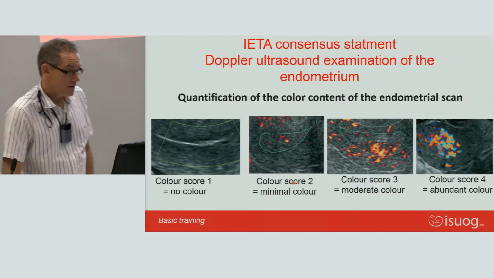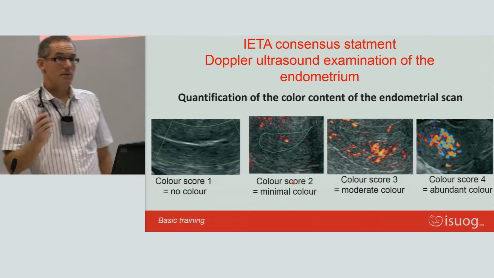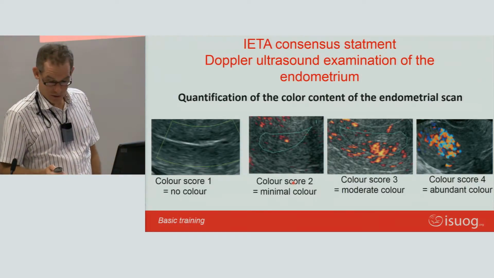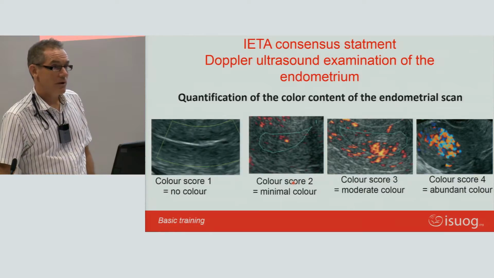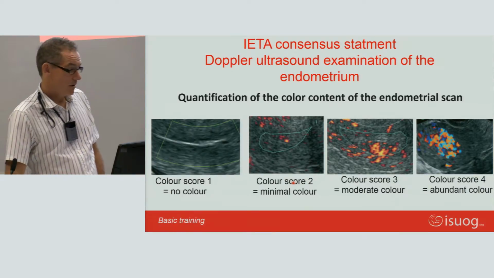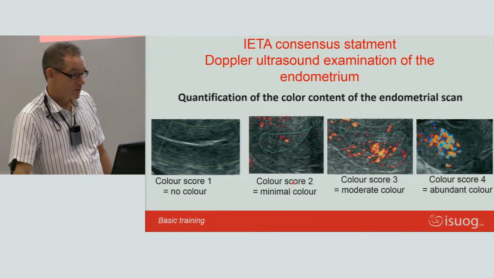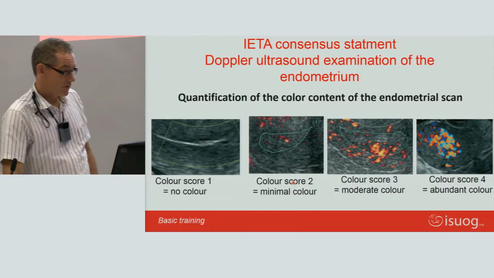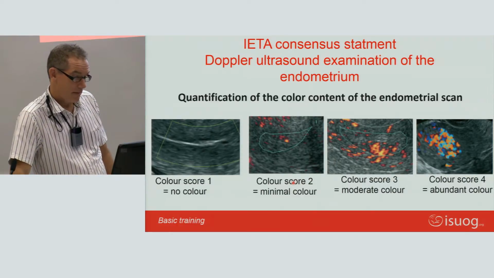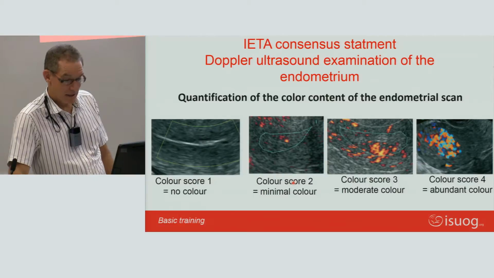And once again, the scoring for the endometrium is similar to the scoring for the ovary, in terms of they're not trying to complicate you. You have a score of 1 to 4. So if you see no color flow, it's a score of 1. Minimal color flow, score of 2. Moderate is 3, and abundant color is 4.